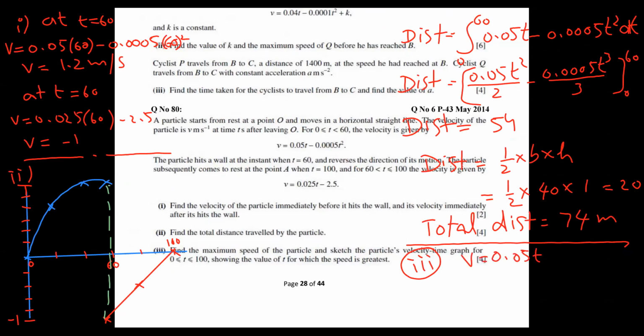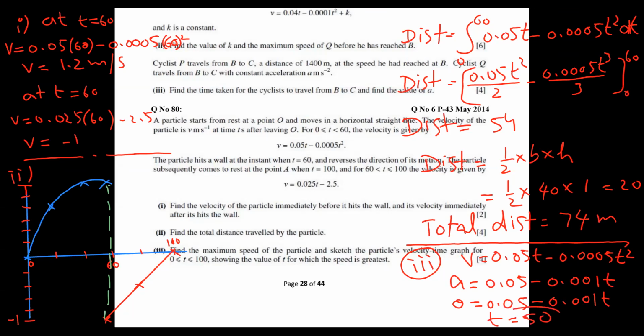0.05t minus 0.0005t squared. If I differentiate, I get acceleration 0.05 minus 0.001t. So when I put acceleration 0, from here I get the time, and I will plug in this time. The time turns out to be 0.05 divided by 0.001, which gives 50. I said before that it is in the middle of 40 and 60, that is the maximum speed, which I can understand from here.